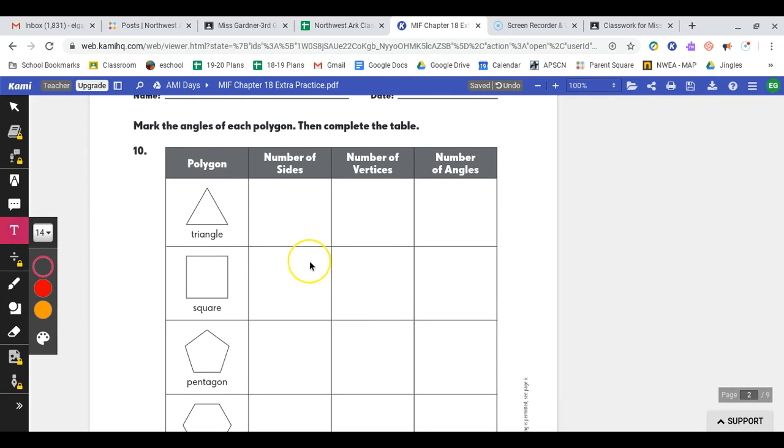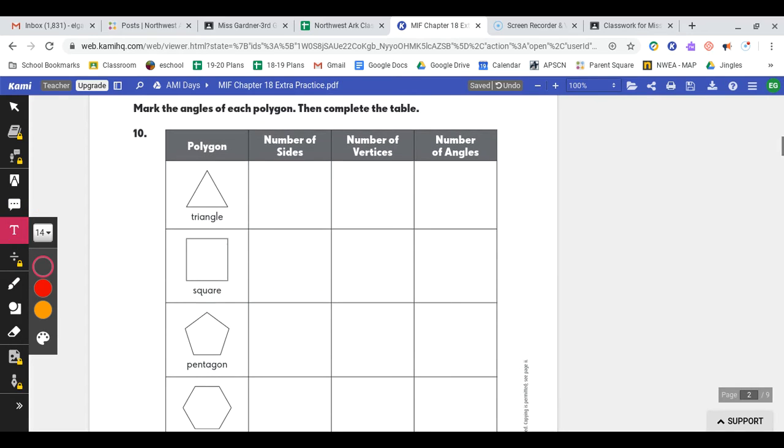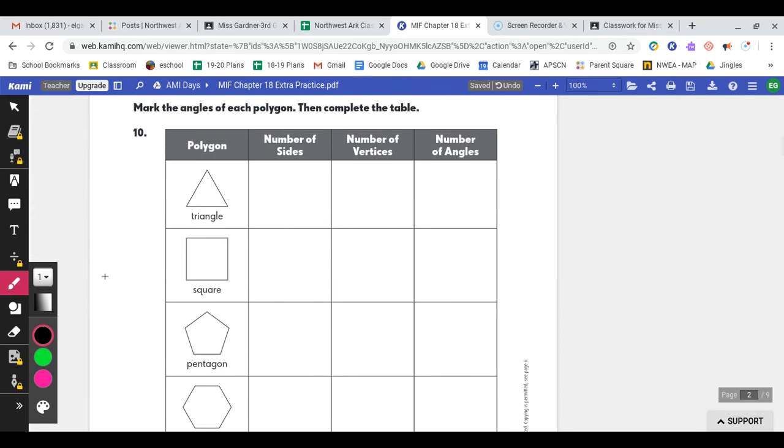Okay, take a moment to think about this one. The angles, we'll mark our angles and then complete the table. This polygon here, as they already say, is a triangle. To mark the angles, remember that we always mark the inside of the polygon. So this is the inside of a polygon where 2 line segments meet.